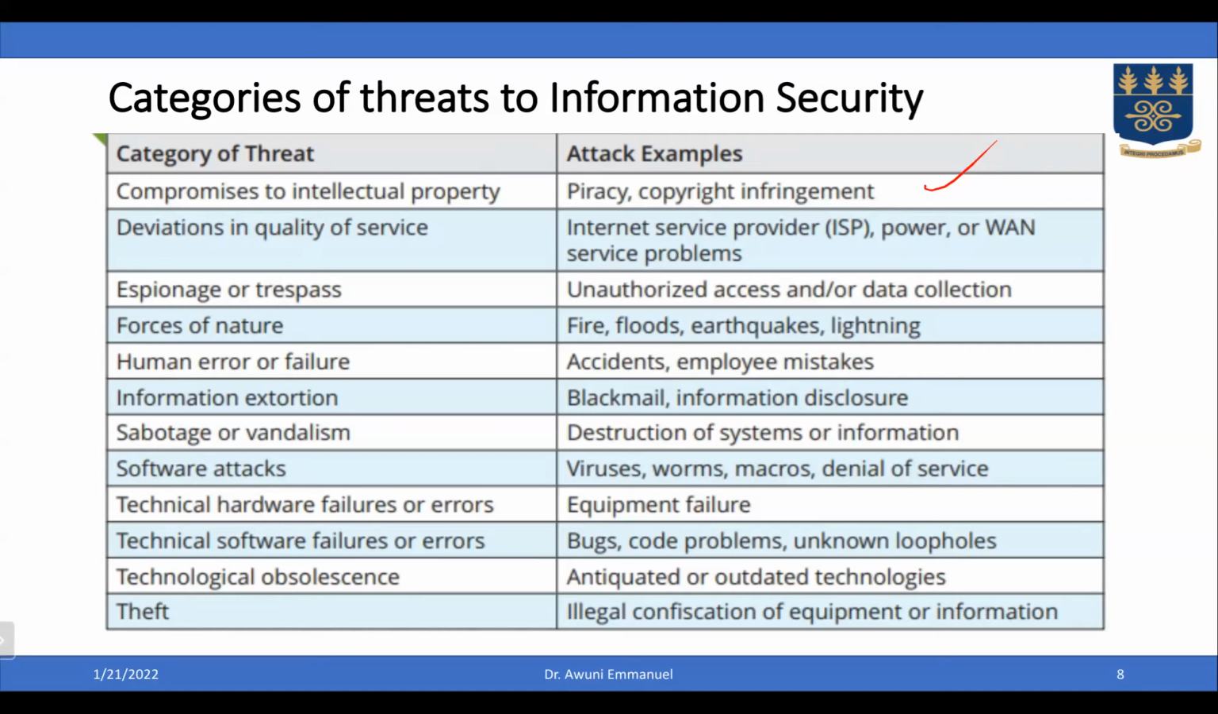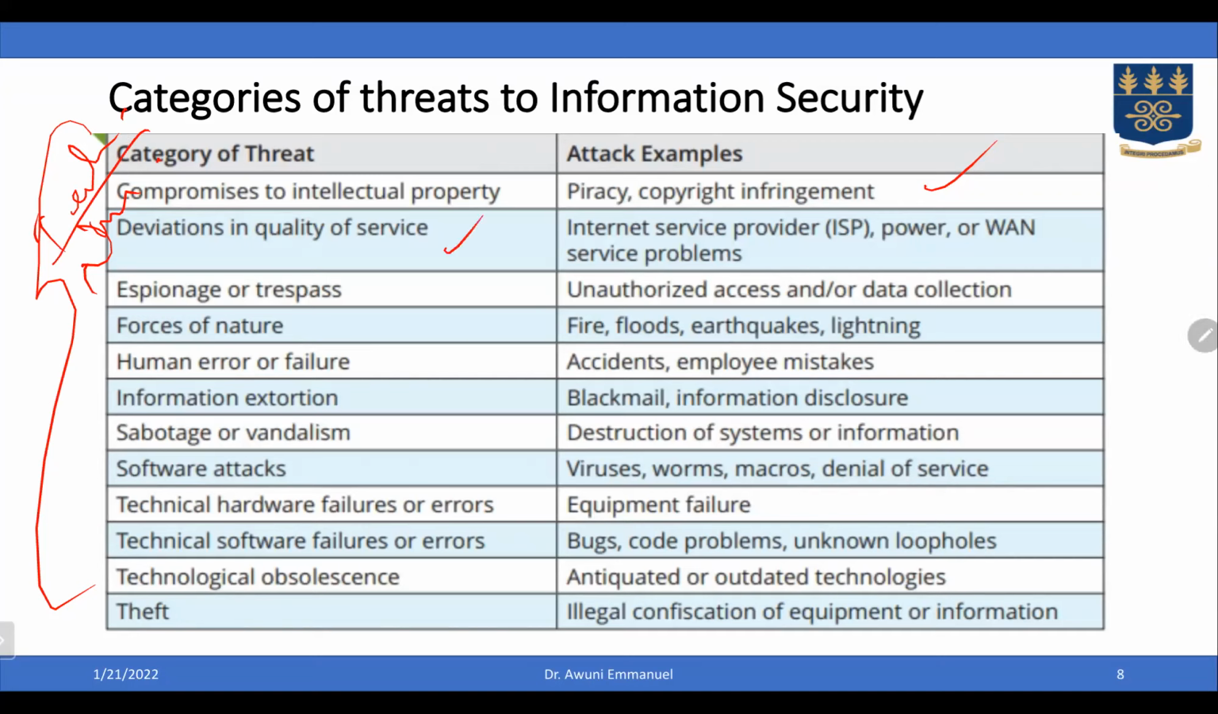So you realize that all these threats, some of them are technical and some are non-technical. For instance, the issue of piracy and copyright infringement is non-technical. Like, I think around the year 2000, some Ghanaians would just pick Nigerian movies and put them on one CD and be selling them. So it was just something non-technical. You don't have to intrude or access a system without authorization before you can do that. Now let's look at the next one.